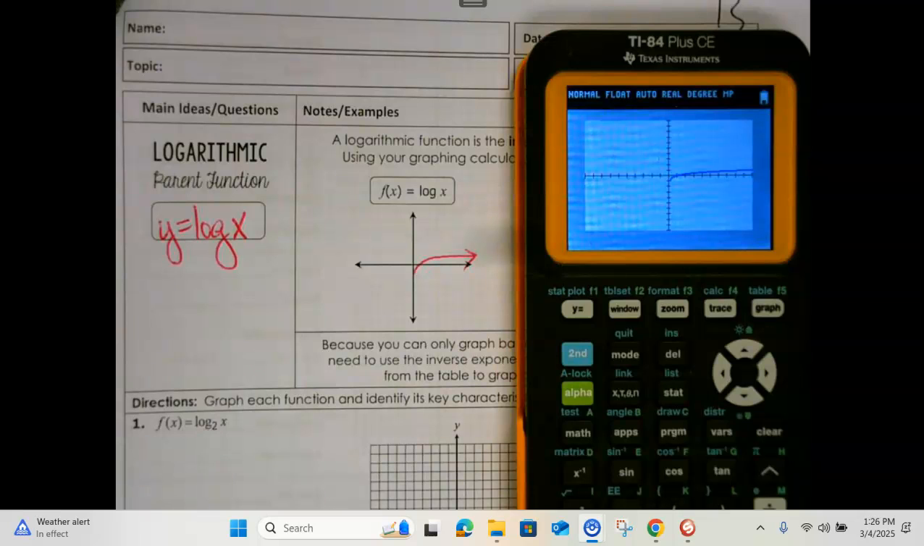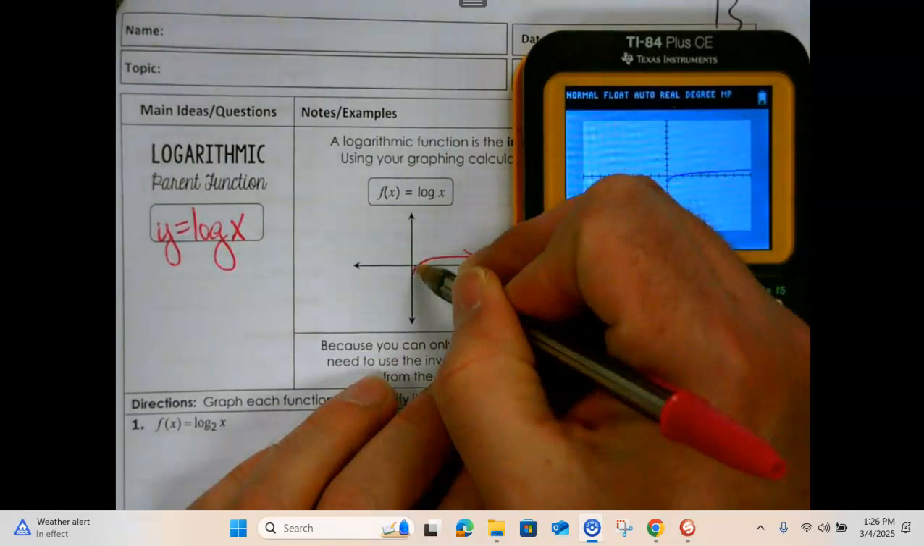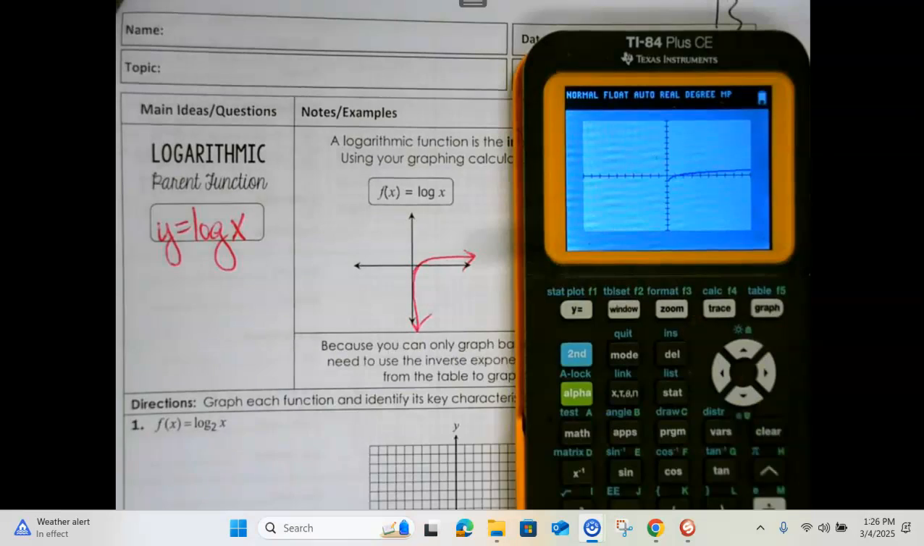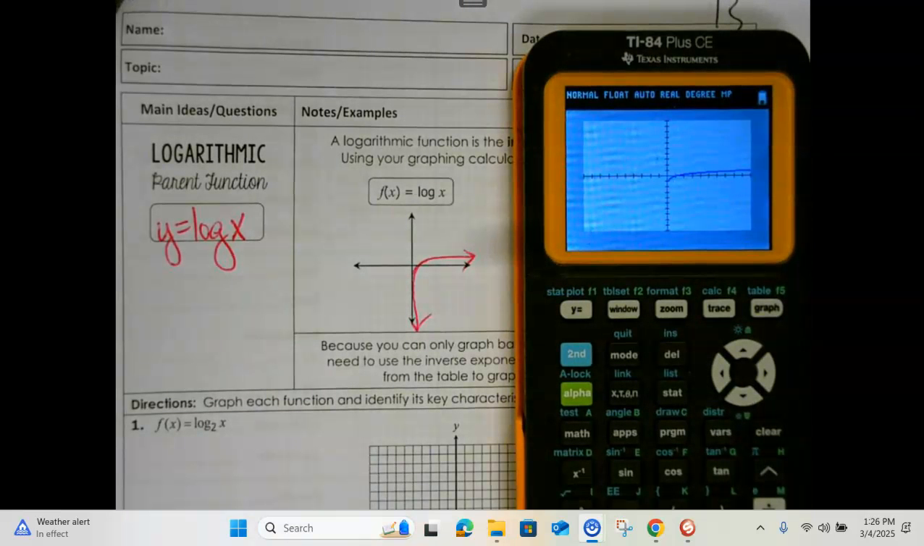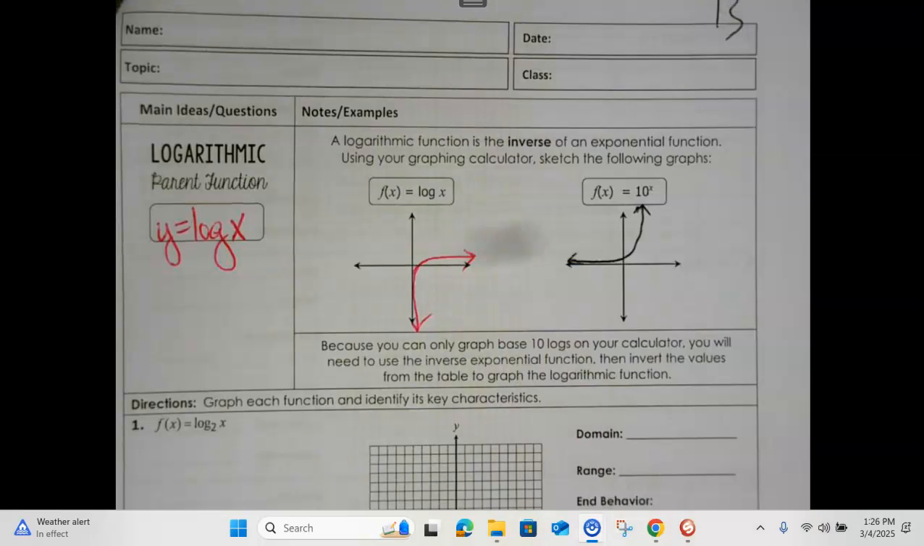My log does not stop there. This is not a square root function. Okay, it's not a radical. This has gotten so close to its asymptote that you can't really see it that well. And so we've got to remind ourselves when we graph this that it keeps right on going down forever. When you look at these, it's kind of like I took my graph and I flipped it. And that's how logarithms in general are going to work.